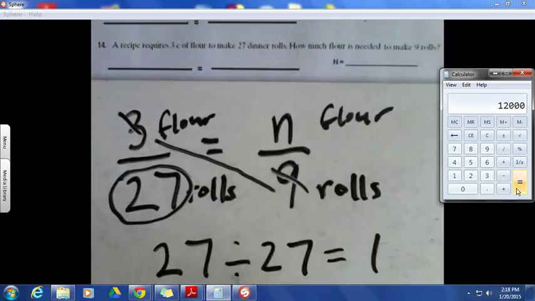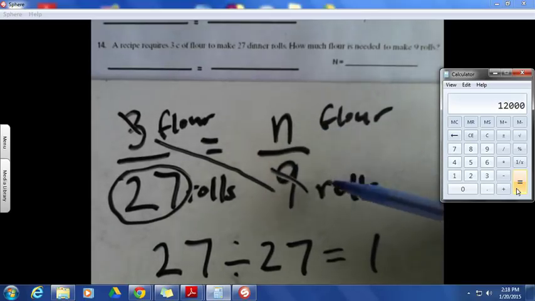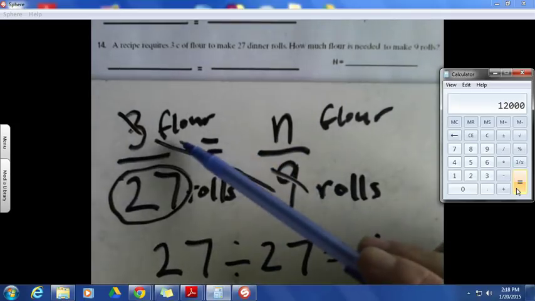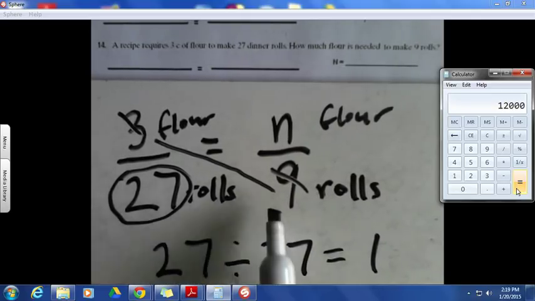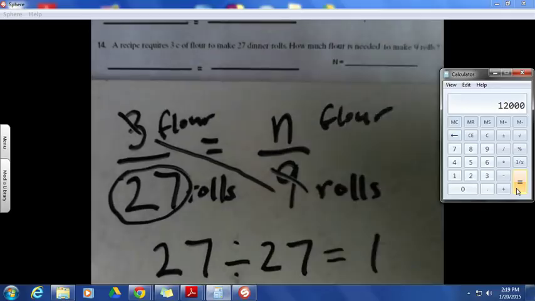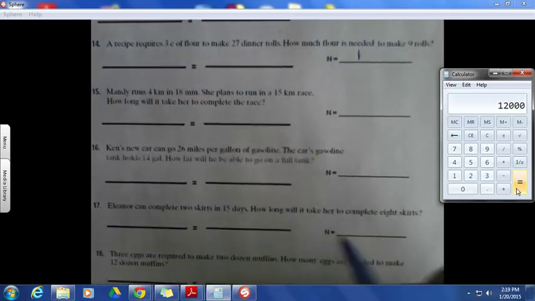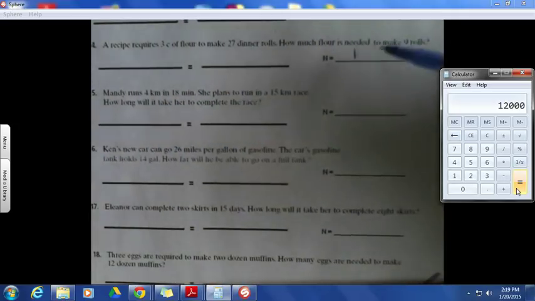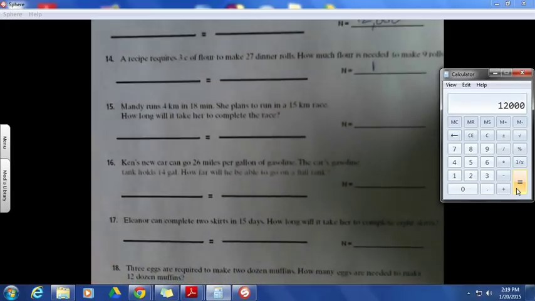What does that mean? Well, if we plug it back in up here where N is, it takes 1 cup of flour to make 9 rolls. So it takes 3 cups to make 27. That makes sense because 27 divided by 3 is 9, and 3 divided by 3 is 1. These are just equivalent fractions, remember. So N equals 1. You don't have to worry about these blanks here. All I care to know is what N equals. So show your work just like I am, maybe on the back or on a separate sheet of paper.